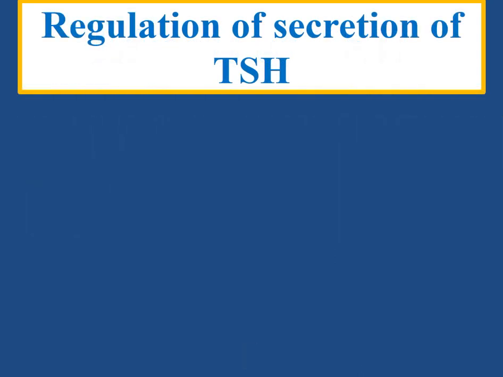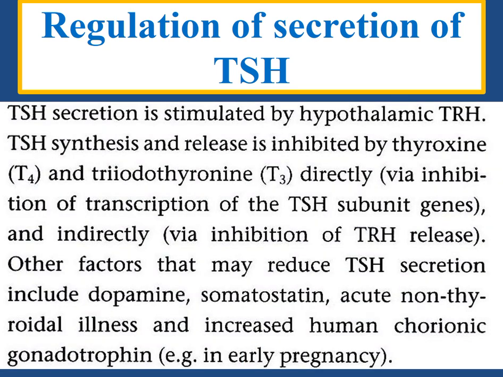And regulation of secretion of TSH. TSH secretion is stimulated by hypothalamic TRH. TSH synthesis and release is inhibited by thyroxine, T4, and triiodothyronine, T3, directly, by inhibiting transcription of the TSH subunit genes, and indirectly with the inhibition of TRH release. Other factors that may reduce TSH secretion include dopamine, somatostatin, acute non-thyroidal illness, and increased human chorionic gonadotropin, for example, in early pregnancy.